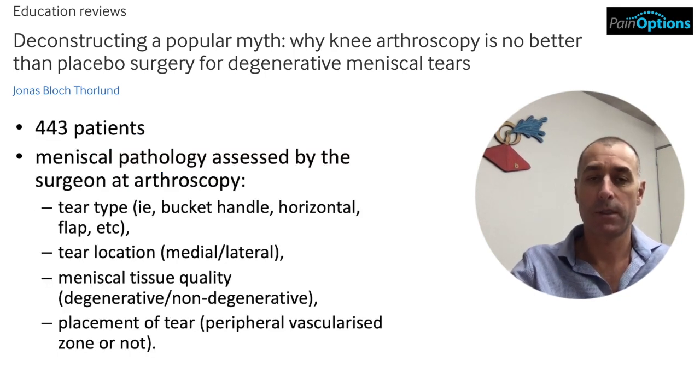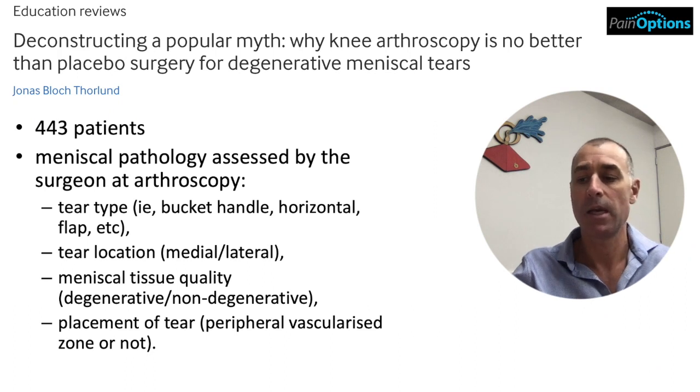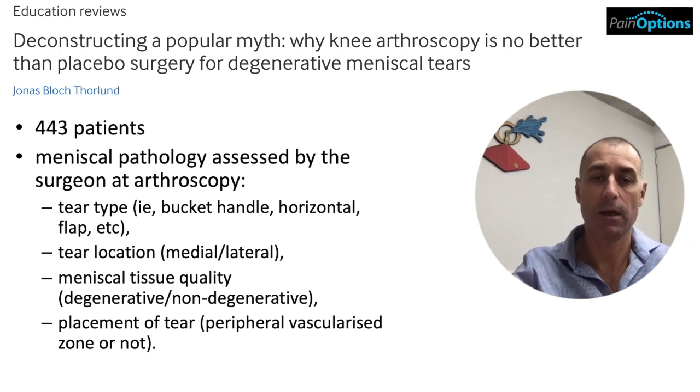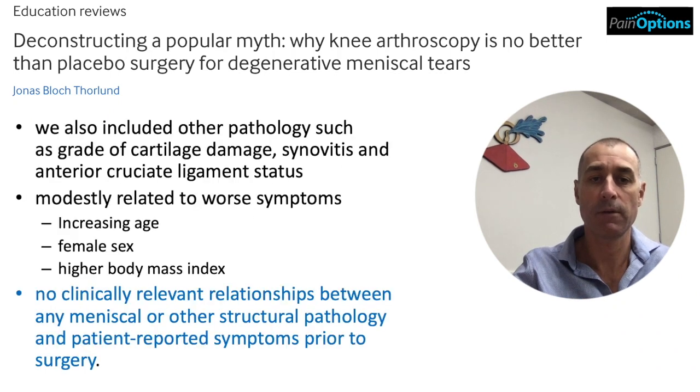So this is the same paper we're still talking about now, where Thorlund was involved in a study of 443 patients, and they tried to use the surgeon to assess the type of meniscal pathology, and you'll see those listed there. And surgeons will often say a different type of meniscal pathology has a greater urgency or need for surgery. And they also included other measures under arthroscope, such as the grade of cartilage damage, synovitis, and whether the anterior cruciate ligament was ruptured or not.